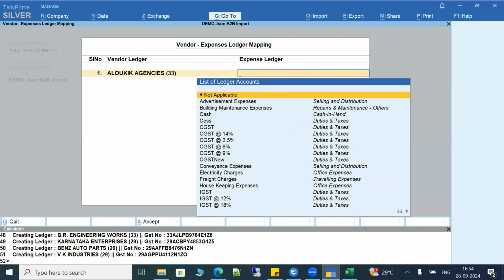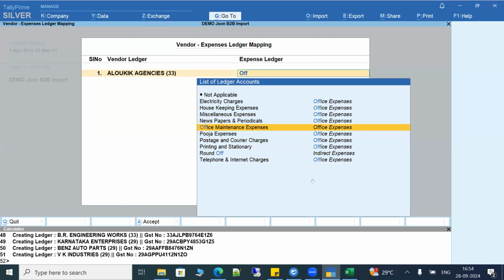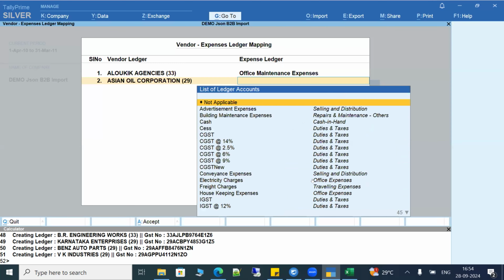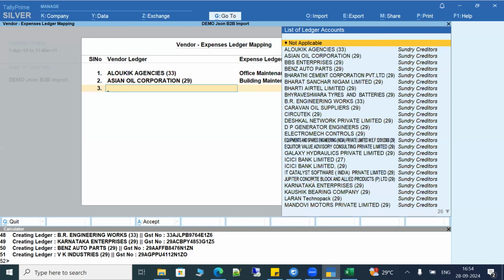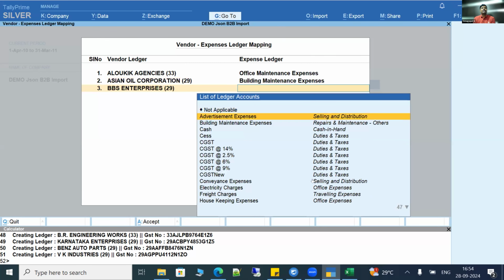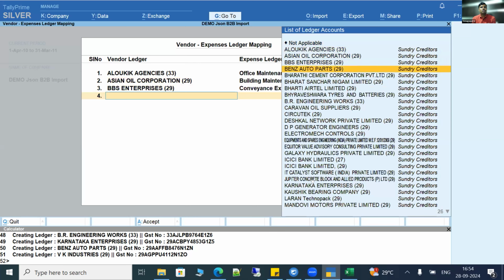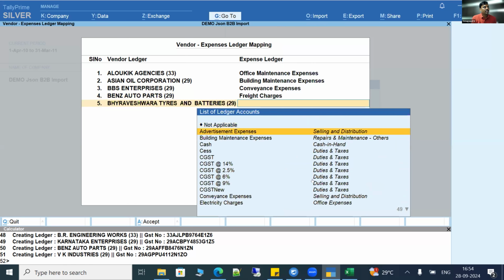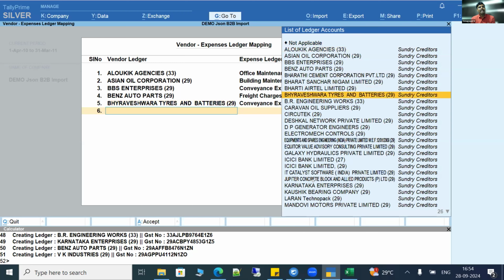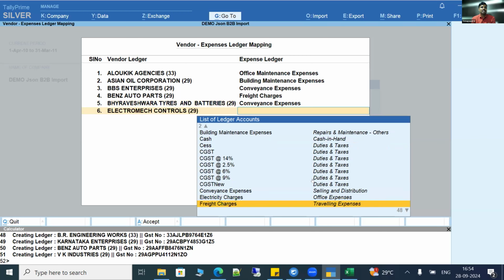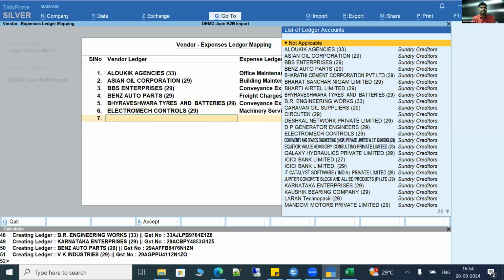This is office maintenance. This is a one-time activity. You will have to do it because you know which vendor belongs where. Every time a new vendor comes and you see these entries are going to unknown purchases or something, it can also be categorized into any ledger, and any values going into that, you can account for it.